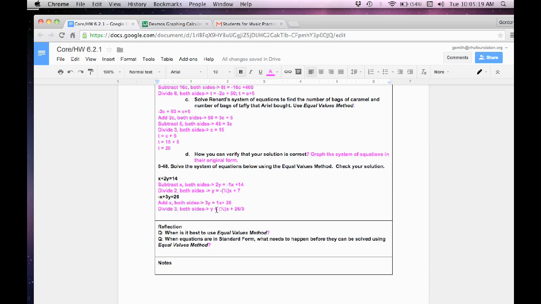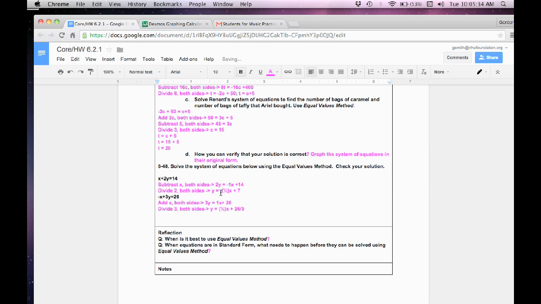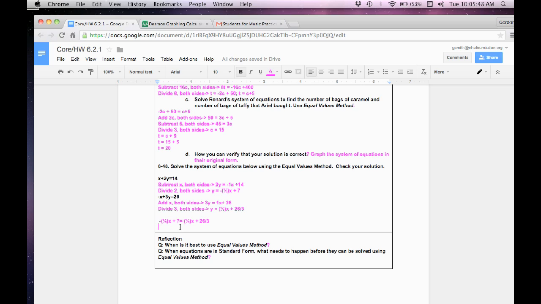We have a y equals and a y equals, which means we can set this expression up equal to this expression, and we will get a new equation. Okay, so I'm literally just going to copy and paste these. This is equal to this. Okay, so now I'd like to get all the x on one side. So what I'll do first is I'll add 1/2 x to both sides.